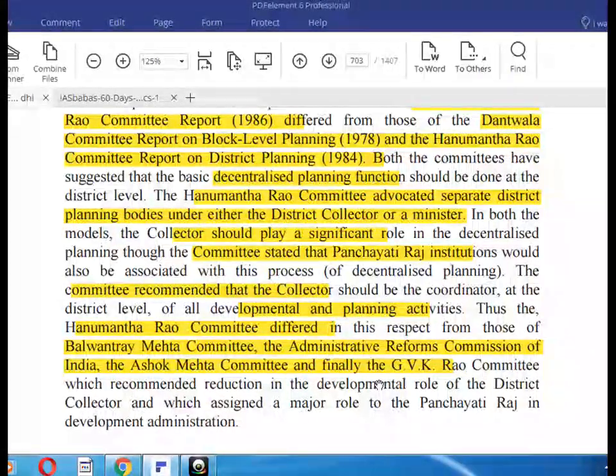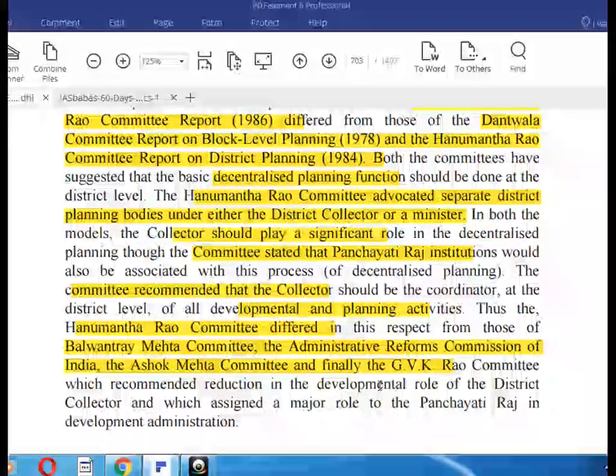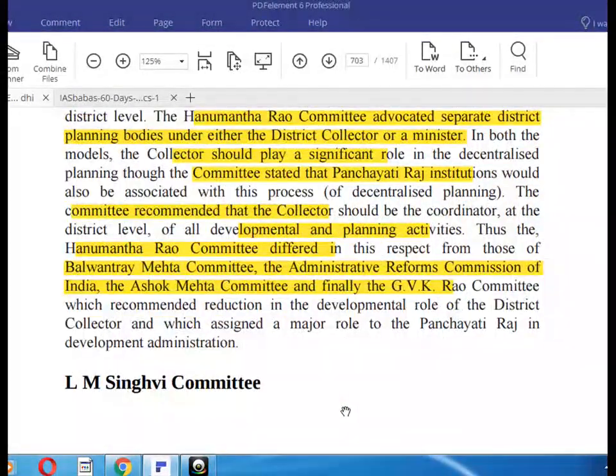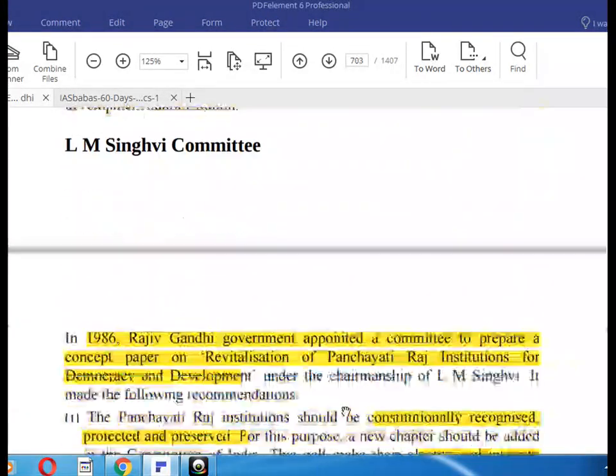Thus, the Hanumantha Rao Committee differed in respect of the Balwant Rai Mehta Committee, the Administrative Reforms Commission of India, and the Ashok Mehta Committee. Finally, the GVK Rao Committee recommended a reduction in the development role of the district collector, and assigned a major role to Panchayati Raj institutions in development and administration.